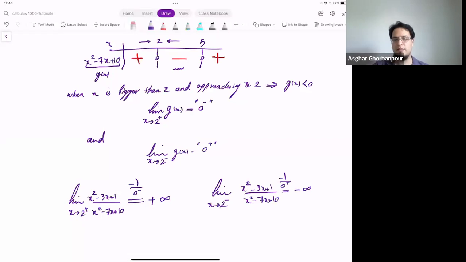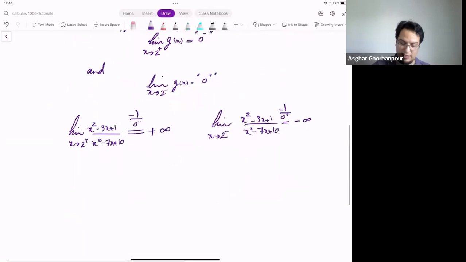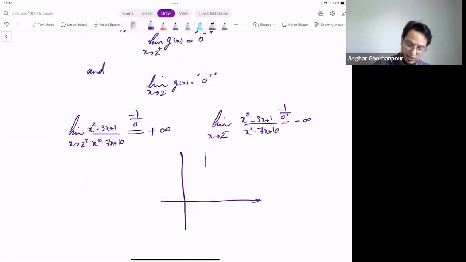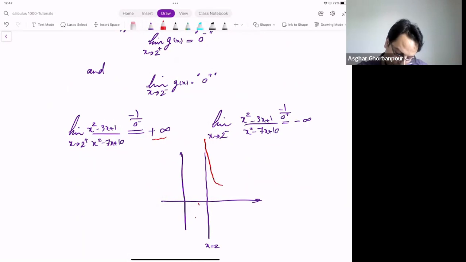That's it. You can draw the sketch of the graph somehow, because now you know what will happen to the function closer to 2. As we get closer to 2 from the right, it will go to plus infinity. I don't know what will happen before, but closer to 2, it will just blow up like this. When we approach 2 from the left, it will go down like that.